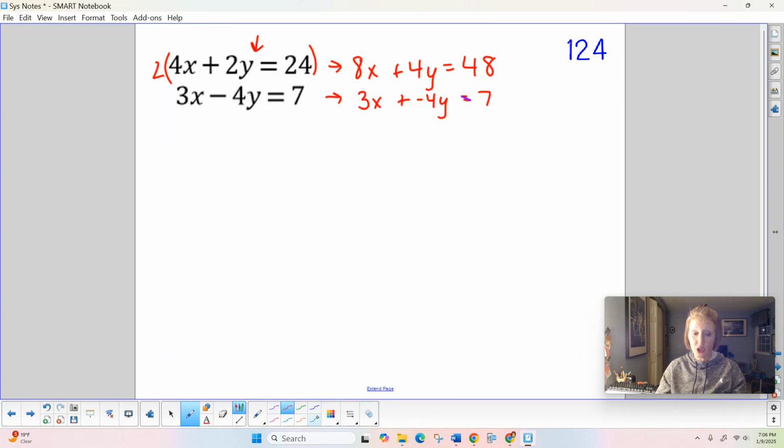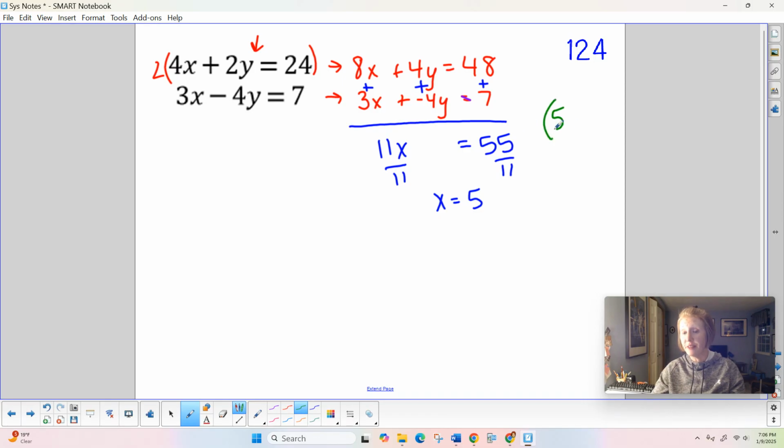Now, whenever I see this, I see that my match is an opposite match, so I'm going to add everything. When I add everything, I get 11x here. The y's go to 0. And 48 plus 7 is going to give me 55. Now I have the little baby problem. Divide both sides by 11, and you're going to get x equals 5. So there you go. You have that first part of your answer. And we just have to figure out that y portion. Again, we have to take this 5 and plug it into one of these equations.